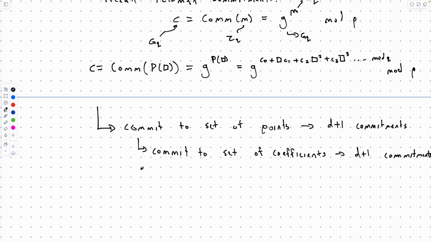So my wish list is to basically just have one commitment. And that's what we're going to do. I'm going to show you a polynomial commitment scheme where you can have a polynomial, it can be very large, and when you commit to it, you're going to have a single value that comes out. And so the name we use for this is succinct.